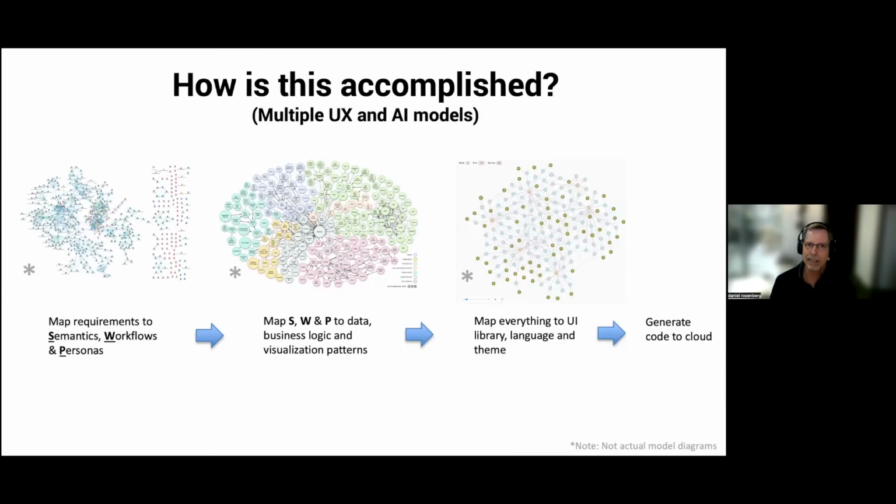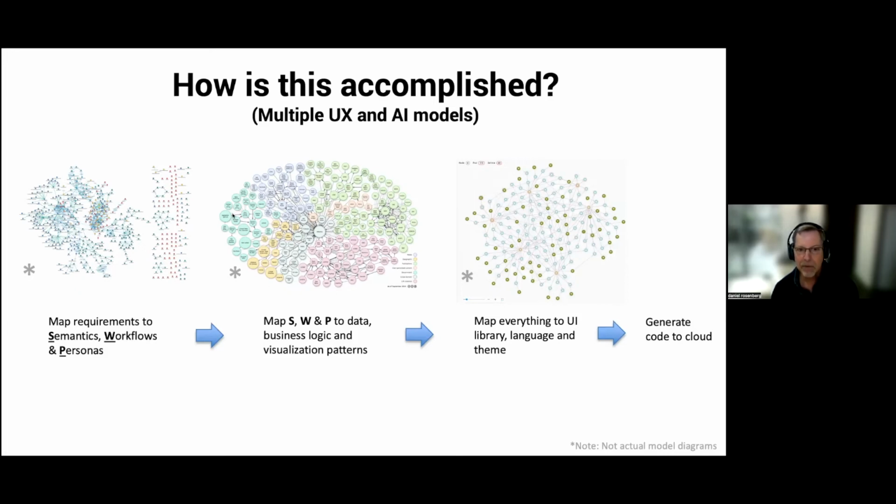What's going on? How is this accomplished? Well, as I said, there's multiple UX and AI models. I just put in some random model diagrams here. I obviously can't show you the intellectual property for this, but you get the idea that there's a bunch of work to map the semantics in the requirements, and I'll define what I mean by semantics in a little bit more, into workflows and screens, right?